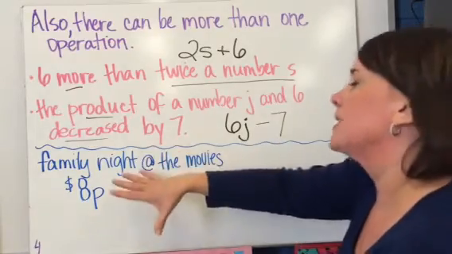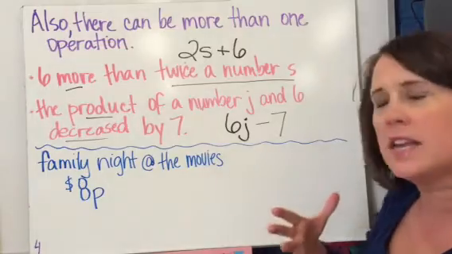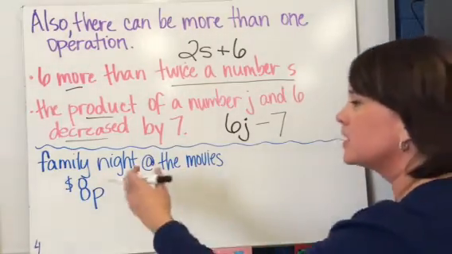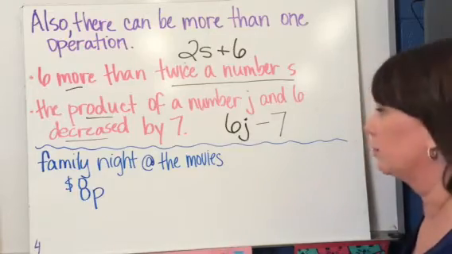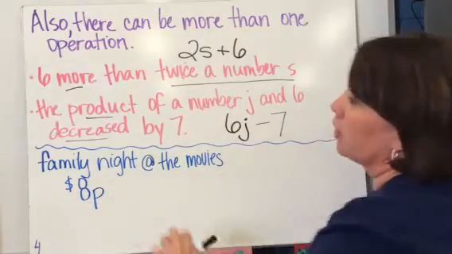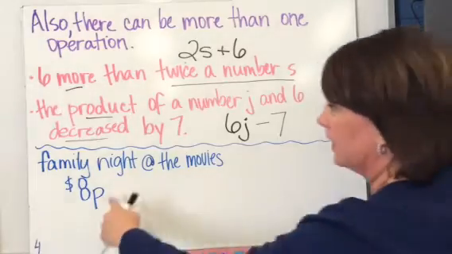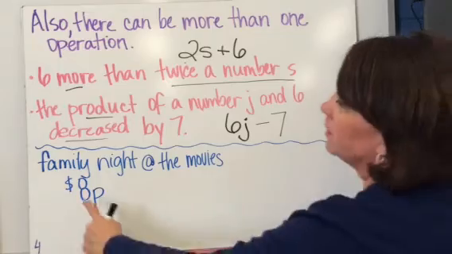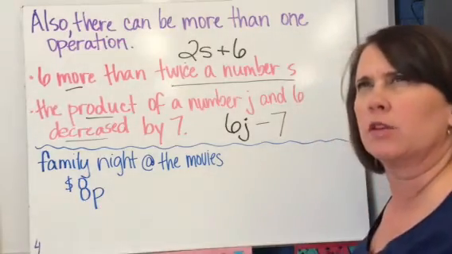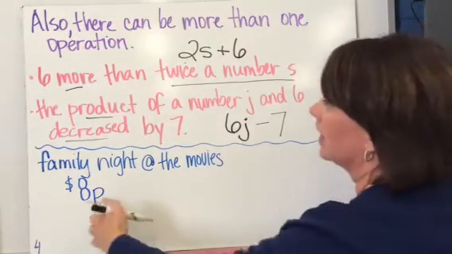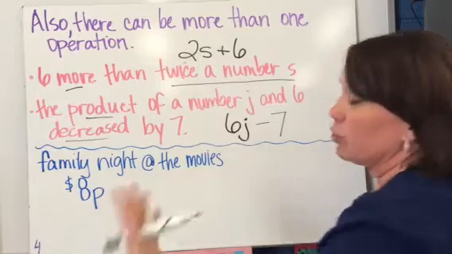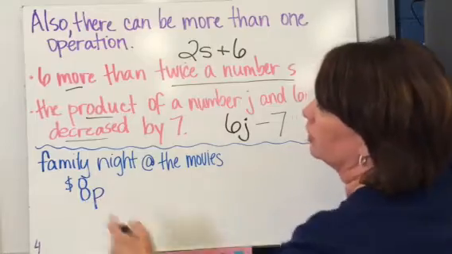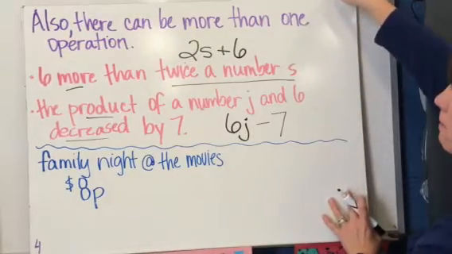Now here's a couple of examples of real-life situations where you might need to use an algebraic expression. Let's say it's family night at the movies. This is a fairly simple one-step algebraic expression. It's $8 per person at the movies. Depending on how many people go will depend on the price that you have to pay. If only one person goes to family night at the movies, then that costs $8. But if 3 people go, 8 times 3 is 24. So you use the expression 8 times P.